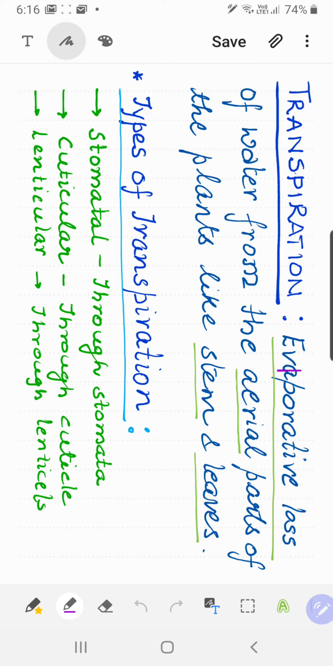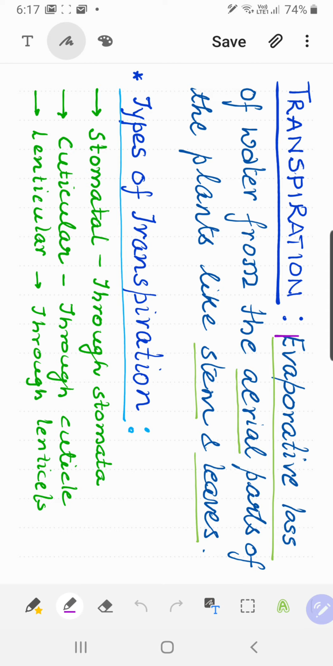Please see that on screen it's written: evaporative loss of water from the aerial parts of the plants like stem and leaves. You have to remember certain things here because this is a very confusing thing. Children, in a hurry, tend to write evaporative loss of water from the aerial parts of the plant, or they write loss of water from the aerial parts of the plant.